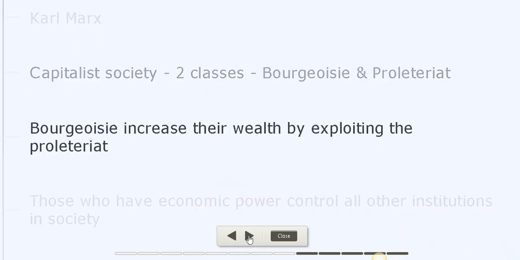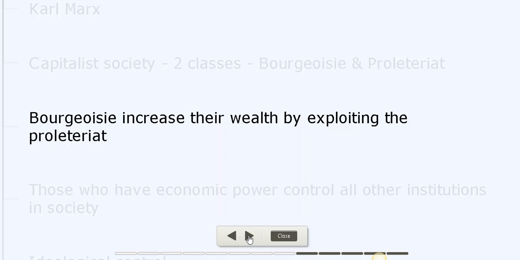Another idea of Karl Marx was that the bourgeoisie increased their wealth by exploiting and dominating the working class.